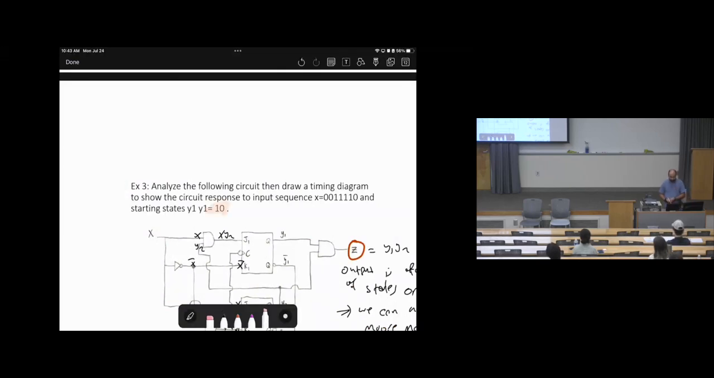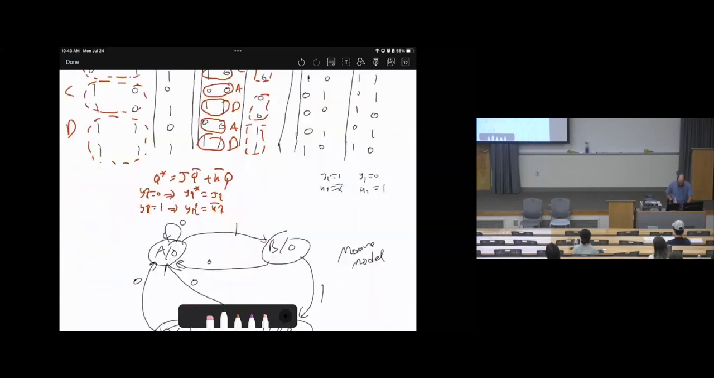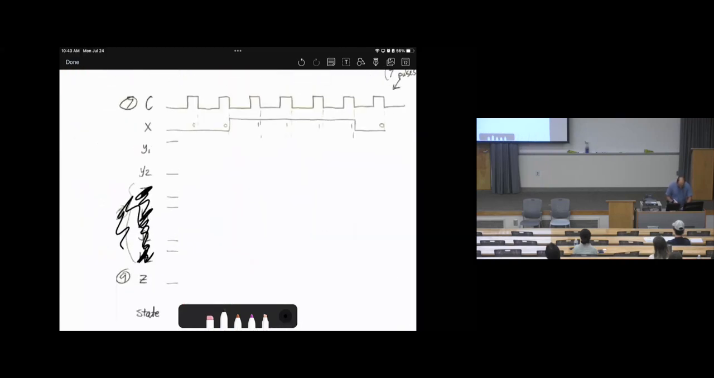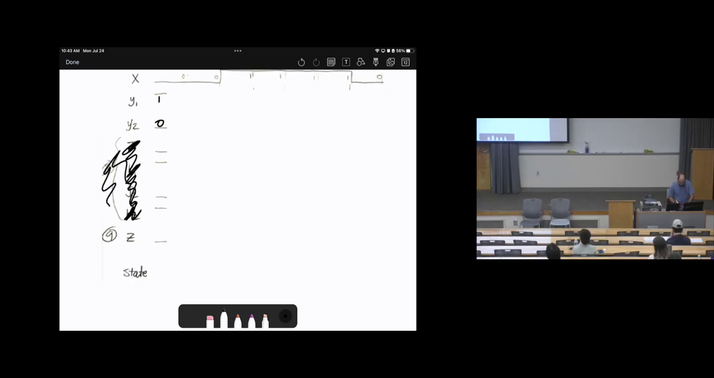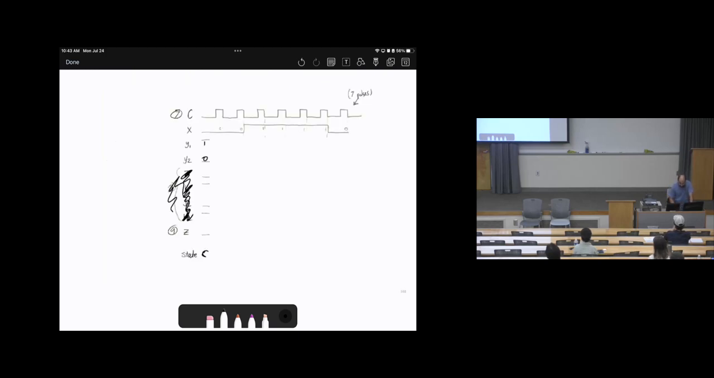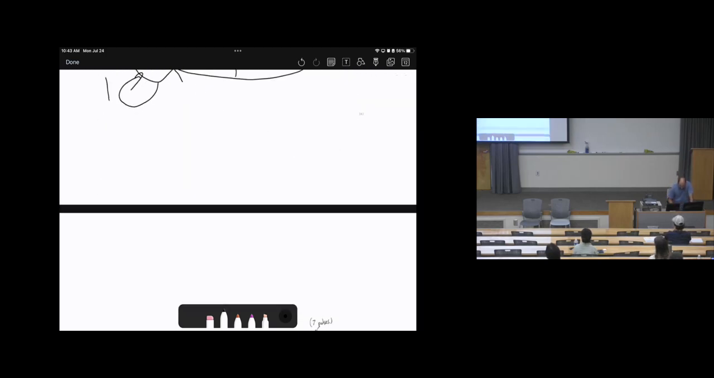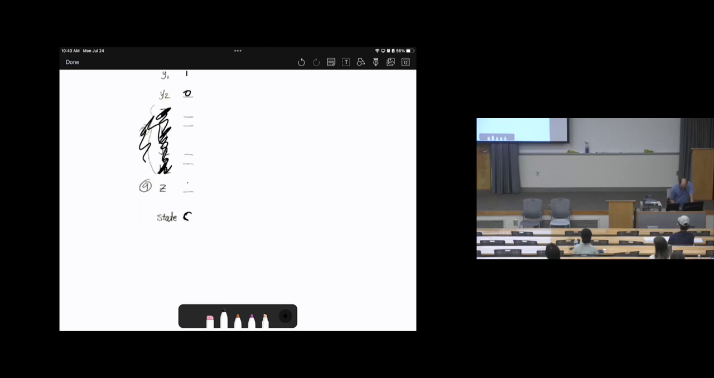So I think this is Y1, here is Y2. Y1 is 1, Y2 is 0. So the initial states: Y1 is 1, Y2 is 0. Okay, so this means state C, right? 1, 0, state C. At C, what's the output? Look at C, the output is 0. So the output is 0.